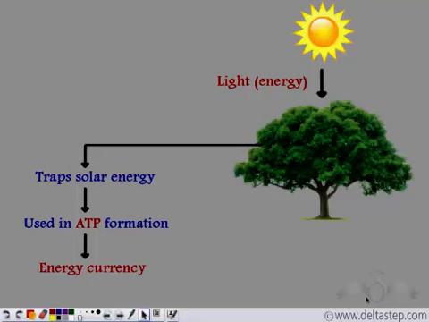Chlorophyll traps solar energy and that is used in ATP formation, which is the energy currency of the cell. Now this is in accordance with the law of conservation of energy, which states that energy neither can be created nor destroyed, but it can change its form. See, light energy has been changed to chemical energy in the form of ATP.